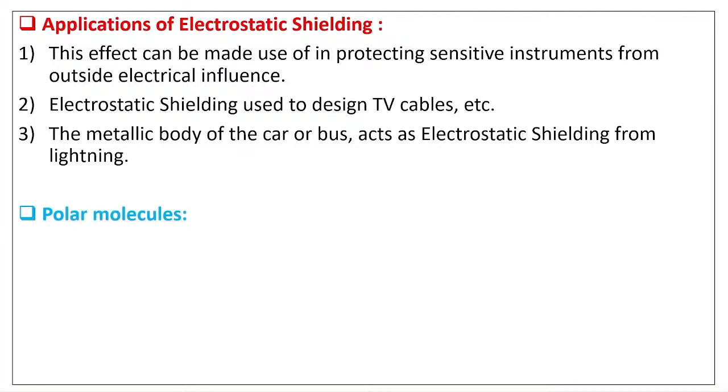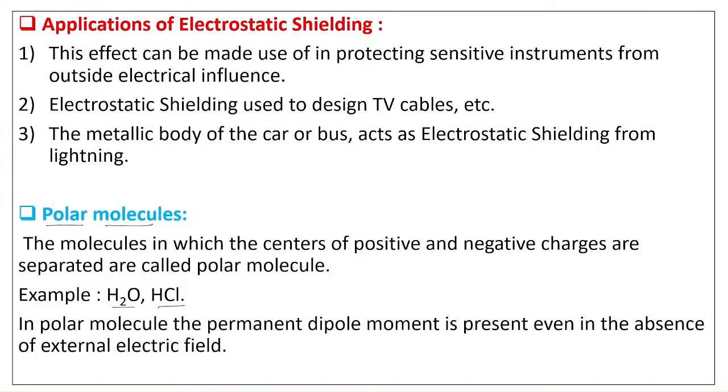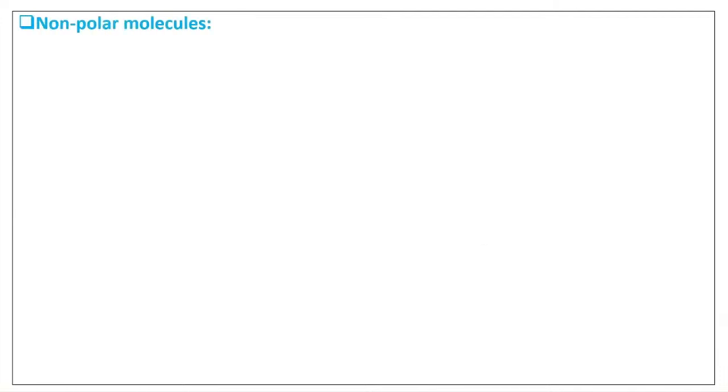Next, we look at some basics. Polar molecules. The molecules in which the centers of positive and negative charges are separated are called polar molecules. Example, H2O, HCl. In a polar molecule, the permanent dipole moment is present even in the absence of an external electric field.